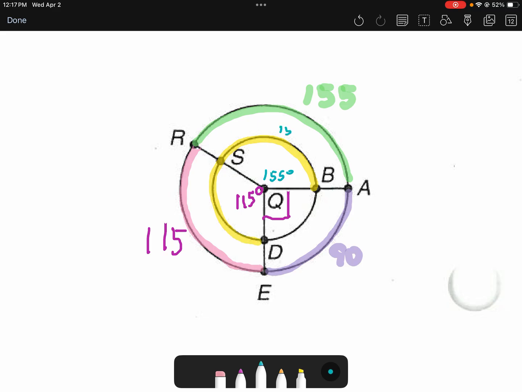We have concentric circles here. So if you want to fill in those measures, you can. What is 155 plus 115? That would be your answer. It would be 270.